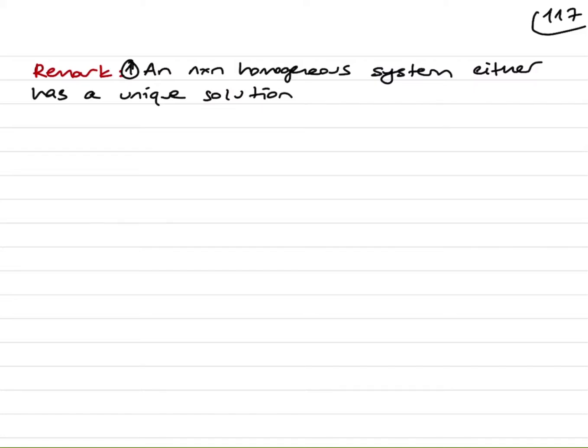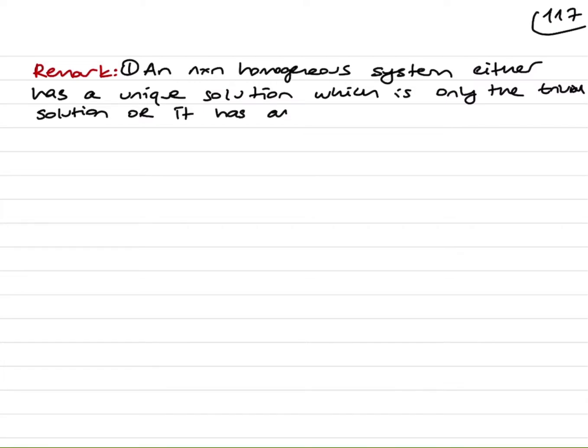So we know that the trivial solution is already a solution, right? So then the unique solution must be the trivial solution, which is only the trivial solution, because the trivial solution is always a solution, and if it is unique, it must be it. Or the homogeneous system has infinitely many solutions. So we have two cases: it has an infinite number of solutions.